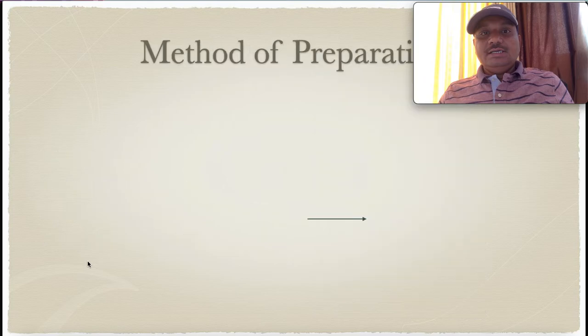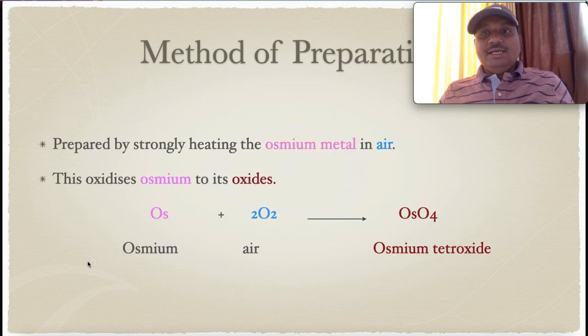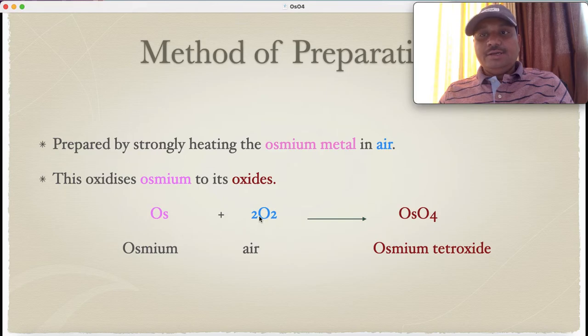Let us see the method of preparation of osmium tetroxide. Simply, it is prepared by strongly heating osmium metal in air. It oxidizes the osmium to osmium tetroxide. Okay, this is the method of preparation.